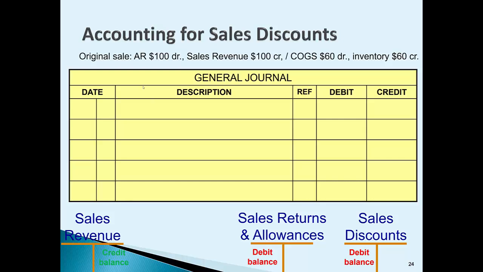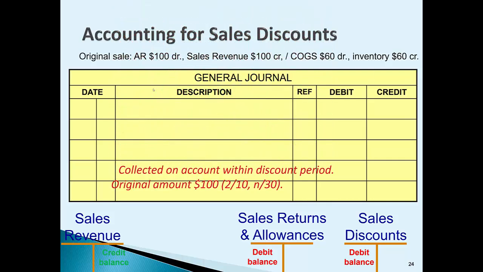Now, the customer is going to pay us within the discount period, and the original terms were 2/10 net 30. What this means is that if the customer pays us within 10 days of the purchase, they get 2% off. Otherwise, the net amount is due within 30 days.